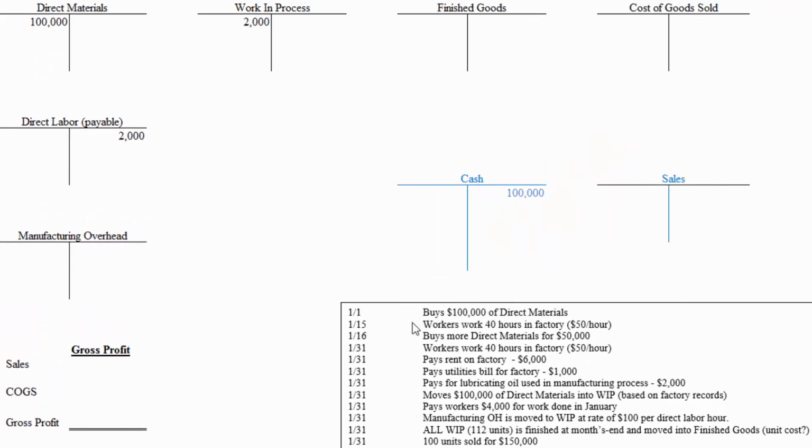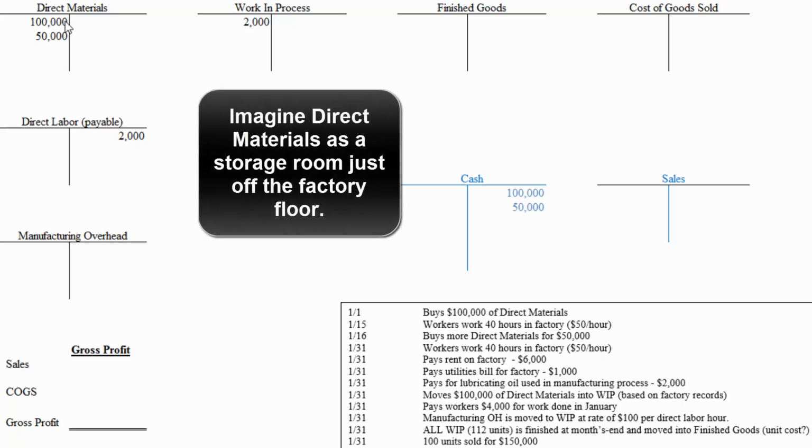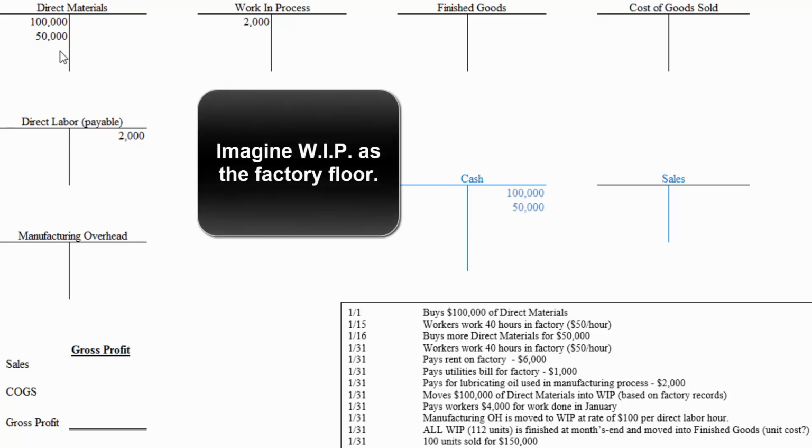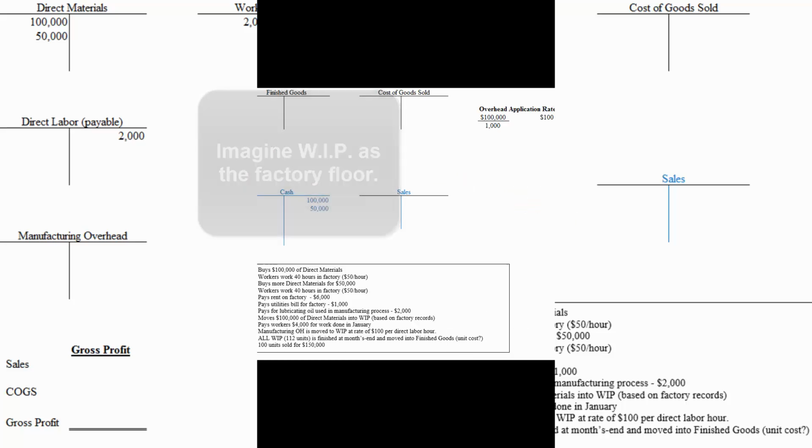The next thing that happens is we buy more direct materials for $50,000. So these direct materials are sitting in a little area of the warehouse, not on the factory floor yet. Somebody's in charge of signing these materials out, and so now they're sitting in his area, and he's in charge of keeping track of them. And again, let's not credit accounts payable, let's credit cash and pretend like we pay cash for everything.